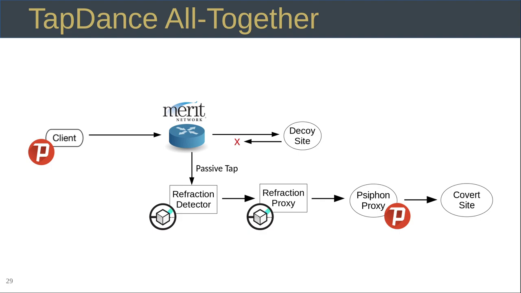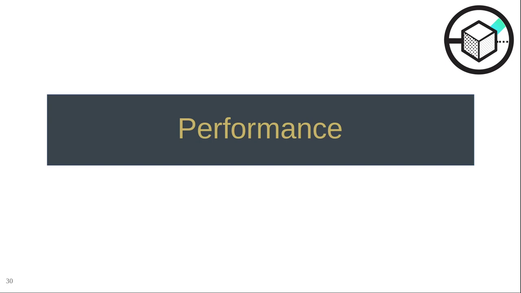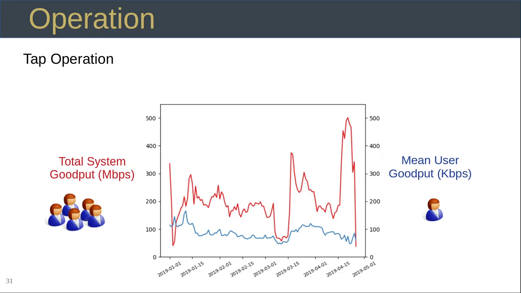From there, Psiphon manages the tunneling of traffic on the client's behalf, limiting clients to a maximum of 1 megabit per second bandwidth for any given user at any given time. So, looking at performance of the system as a whole, for all users combined of the Tapdance system, we typically saw around 250 megabits per second throughput. And for any individual user, we saw about 100 kilobits per second throughput.